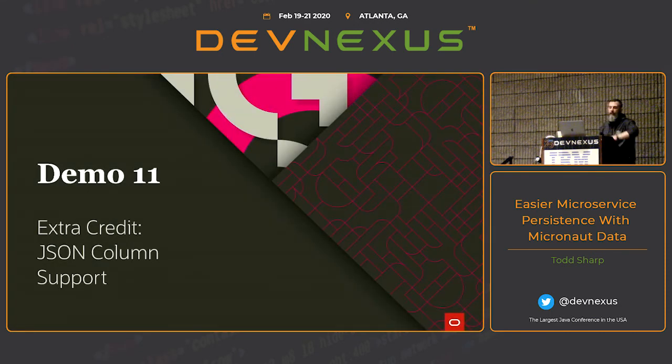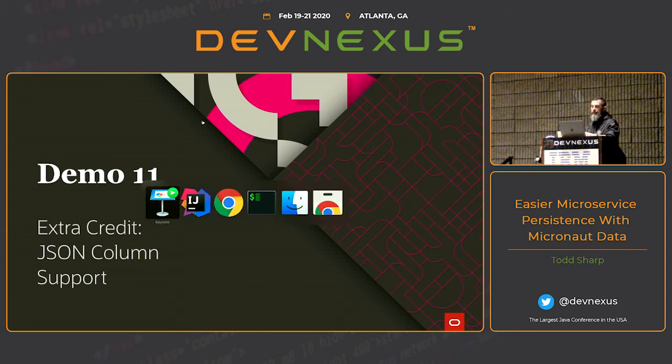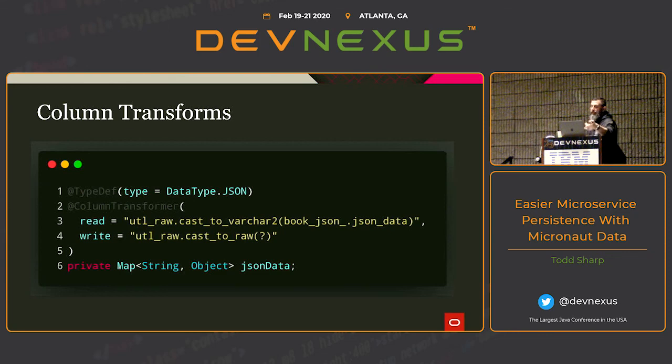So extra credit, we can add JSON support. I'm not going to do that because we're running short on time, but I will show you how that's done. If you have a database that supports things like JSON columns, you can add a type def on the property in your entity for datatype.json. And the other cool thing to show here is the column transformer. So Micronaut Data allows you to do transformations on read and write.